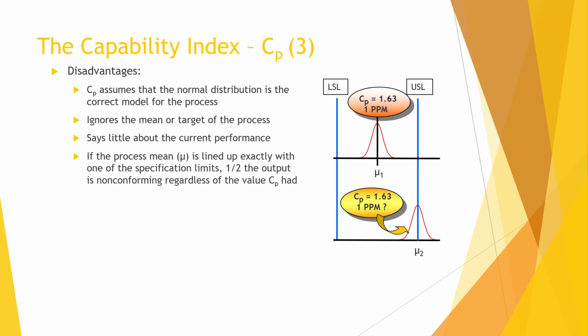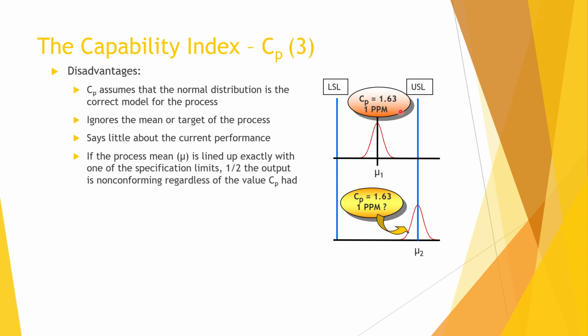Then we have the capability index, CP. Same one we had before, right? Yep, same one. Okay, but there's some disadvantages. CP assumes that the normal distribution is the correct model for the process. It ignores the mean or target of the process, says little about the current performance. If the process mean is lined up exactly with one of the specification limits, half the output is non-conforming regardless of the value CP had.